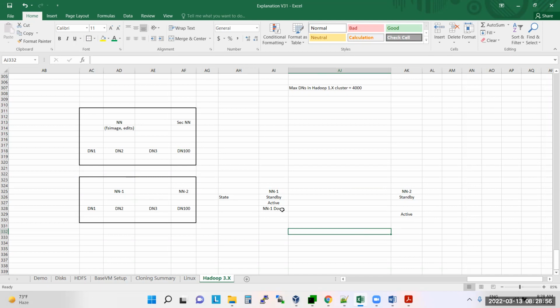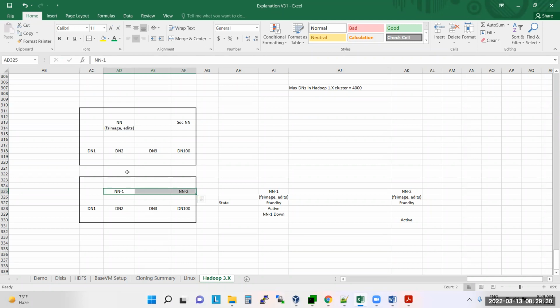Normally, any name node will maintain the FS image and edit log. Yes or no? Yes, sir. We are not changing the name node characteristics here, so it is as per the previous name node. Earlier I had one name node, and that one name node maintained the FS image and edits. But here I have two primary name nodes.